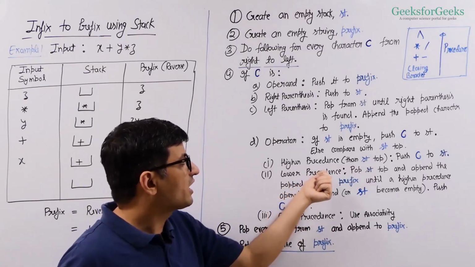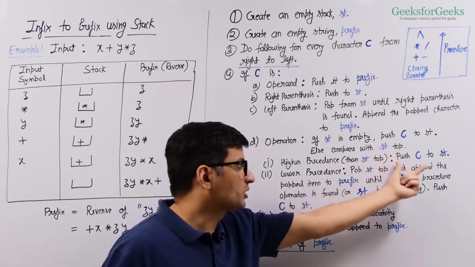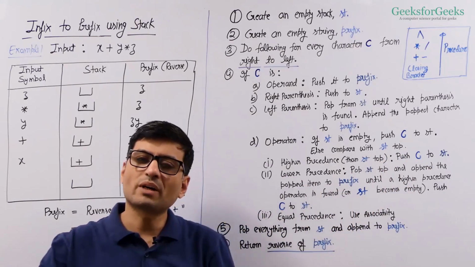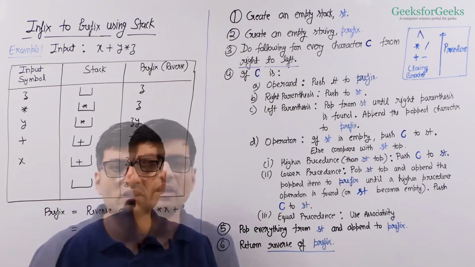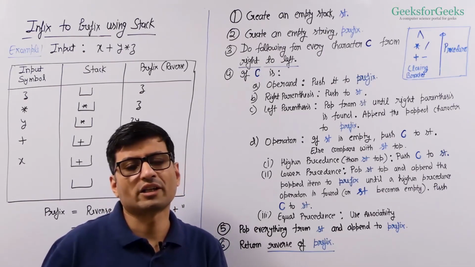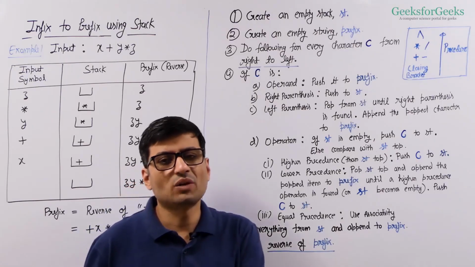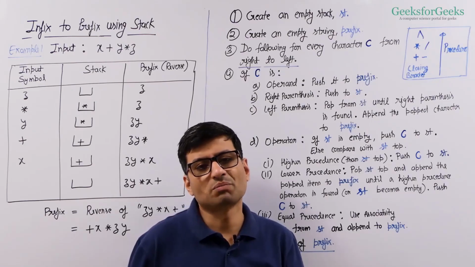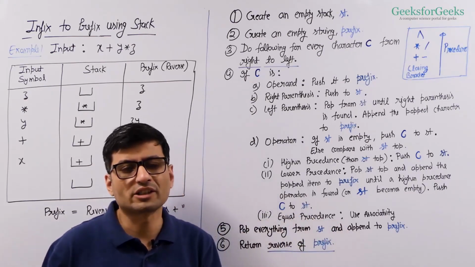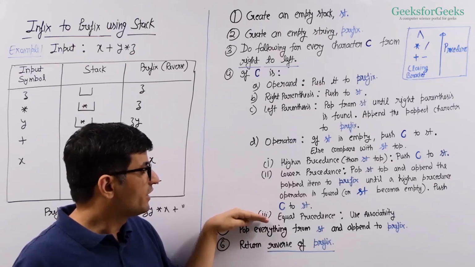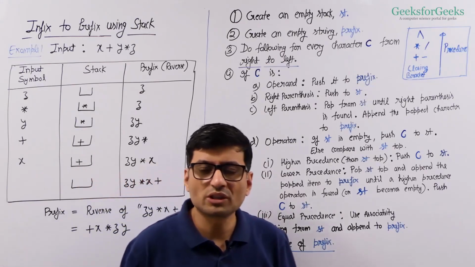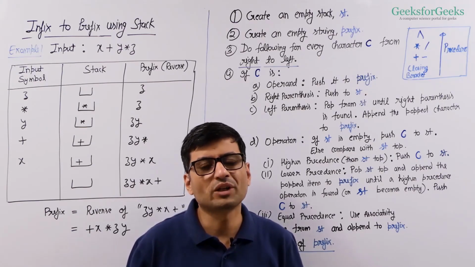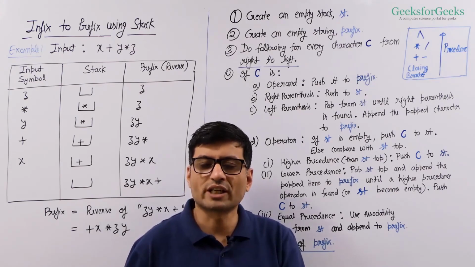So if it has higher precedence, then we are going to push into the stack. If it has lower precedence, then we are going to pop higher precedence items from the stack one by one, and we are going to append the popped characters to the prefix. And once we have popped all the higher precedence operators, we are going to push this character c into the stack. If they have equal precedence, then we are going to use associativity. With some examples, we'll understand how to use the associativity when we have equal precedence on stack top and current character.